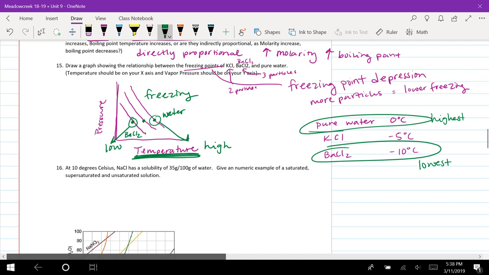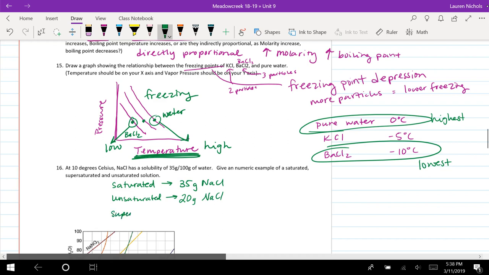That's the maximum you can dissolve. Give a numeric example of a saturated, supersaturated, and unsaturated solution. Well, if it's saturated, that matches your solubility. So saturated would be 35 grams of NaCl, right? But if you have an unsaturated amount, that means you've dissolved less than the amount you're able to. So we could say anything less than 35. So let's say 20 grams of NaCl.